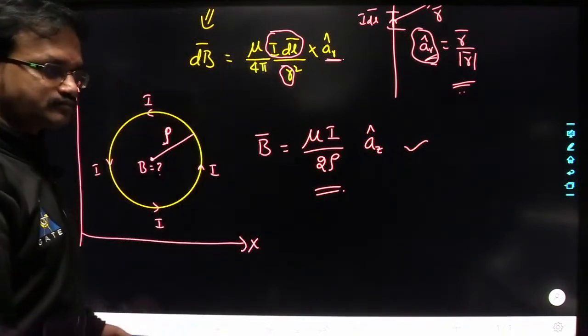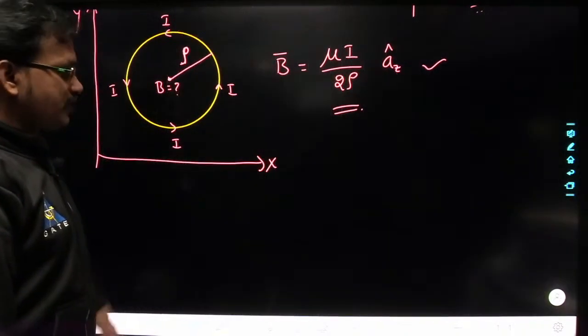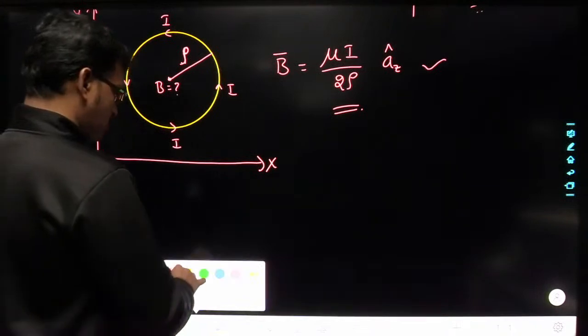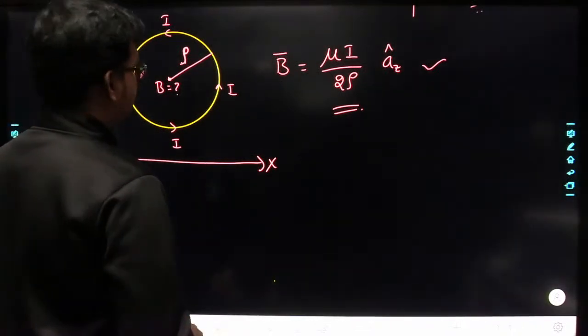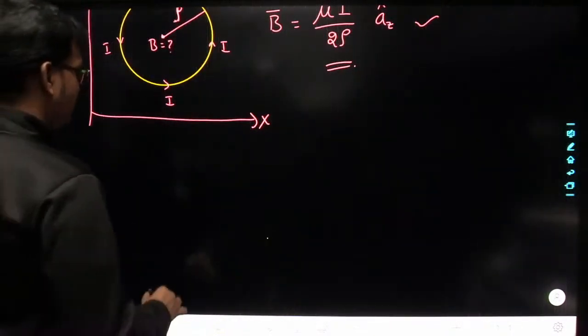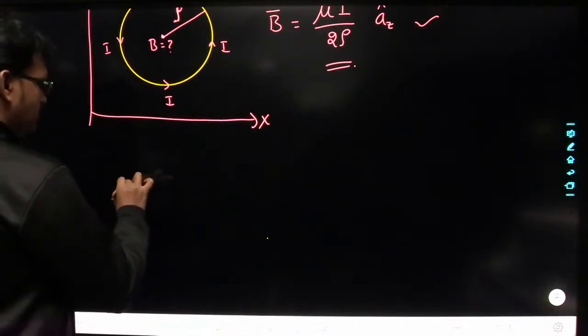Right. Okay. So next what we have done here? Next, if we consider a semicircular loop here.